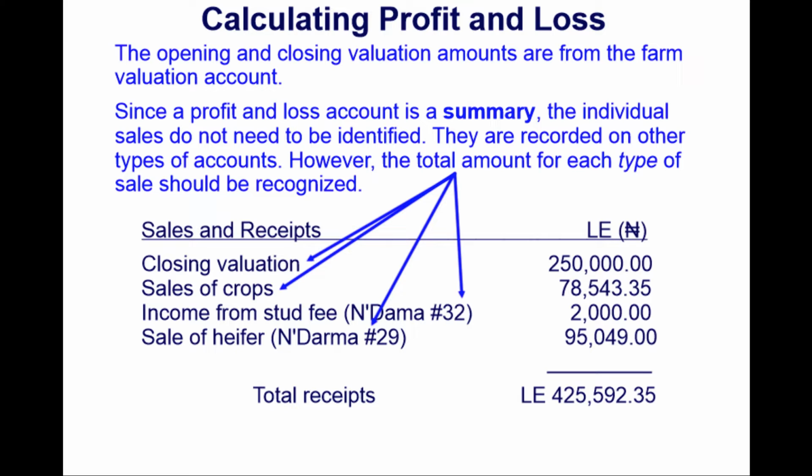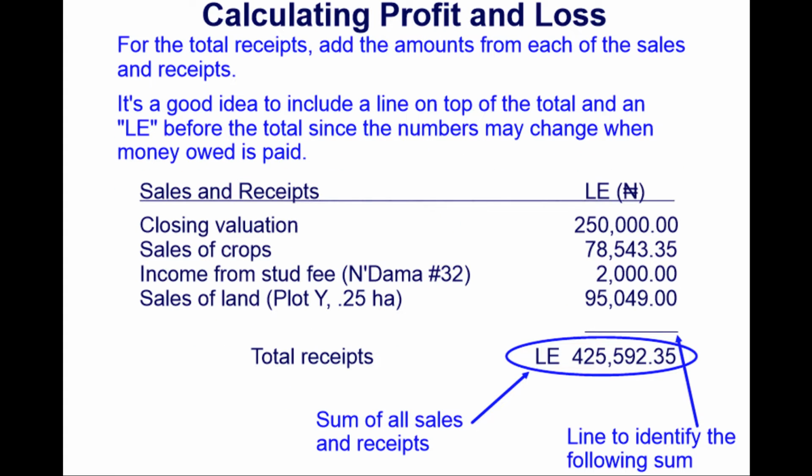Calculating profit and loss. The opening and closing valuation amounts are from the farm valuation account. Since a profit and loss account is a summary, the individual sales do not need to be identified. They are recorded on other types of accounts. However, the total amount for each type of sale should be recognized. For the total receipts, add the amounts from each of the sales and receipts.